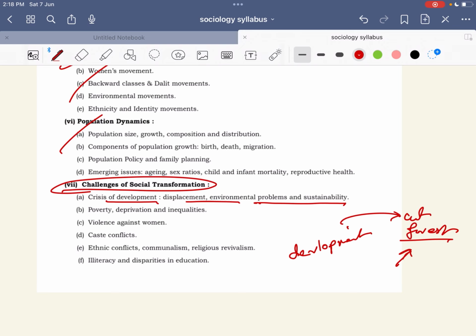And when we do that damage, how can we make it sustainable again? That is the core issue. And then there are poverty, deprivation, inequality, violence against women. See, violence against women. Okay, UPSC is more interested in women. Understand? Then there are caste conflicts, ethnic conflicts, communalism, religious revivalism. These all issues are coming in papers every day. Illiteracy, disparities in education, like that.